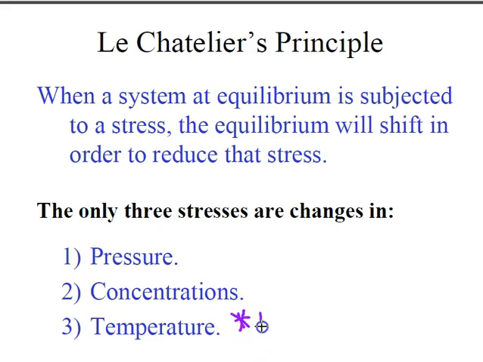This is actually changing the K value. These two change the Q value, and then we'll shift to get back to K, but this one actually changes the K value, or the equilibrium constant, and so the system will have to shift to adjust to that.